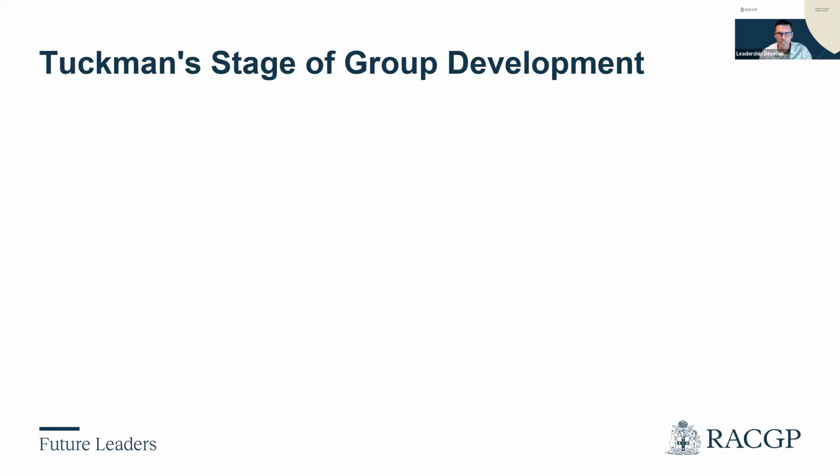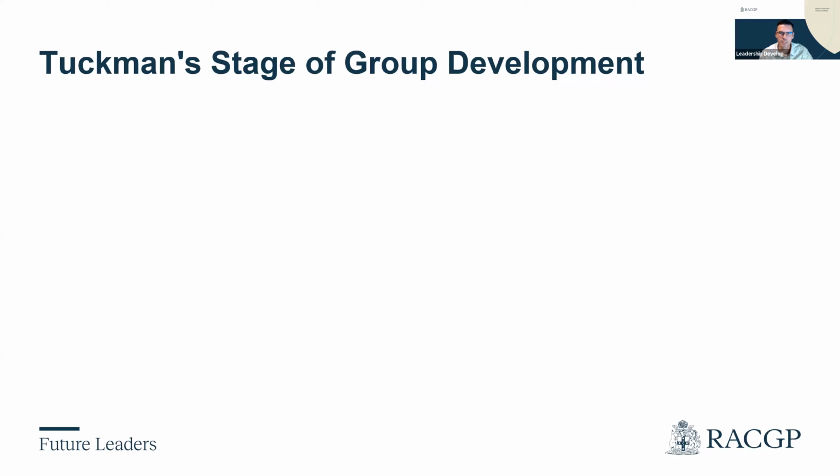Then we hit performing. So this is where the team really hits its stride. High level of functioning comes in because everyone knows who's best at what jobs. Everyone starts working effectively together towards shared goals. Performance and productivity is at its peak. Problem solving, decision making, very efficient. So that's that performing stage.